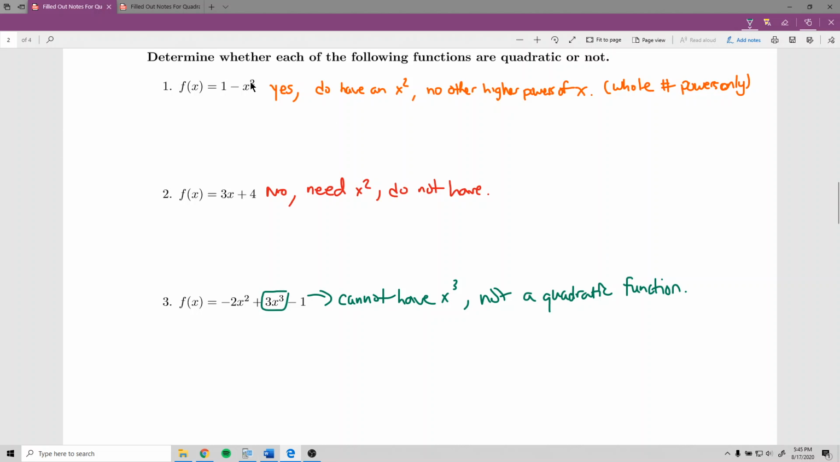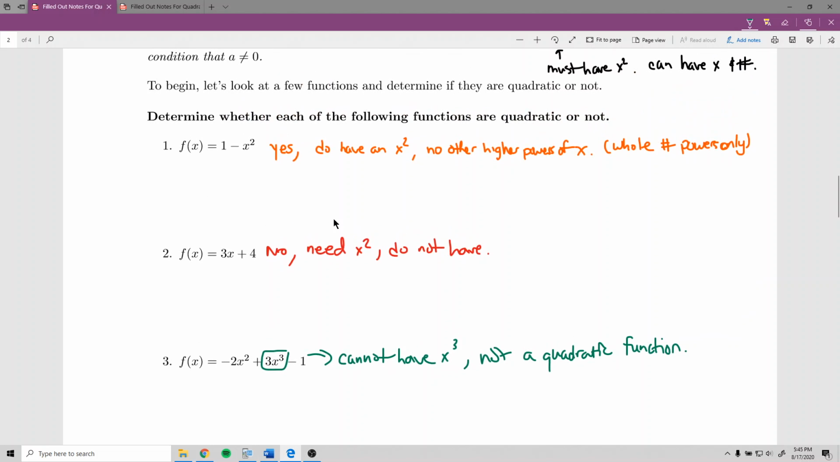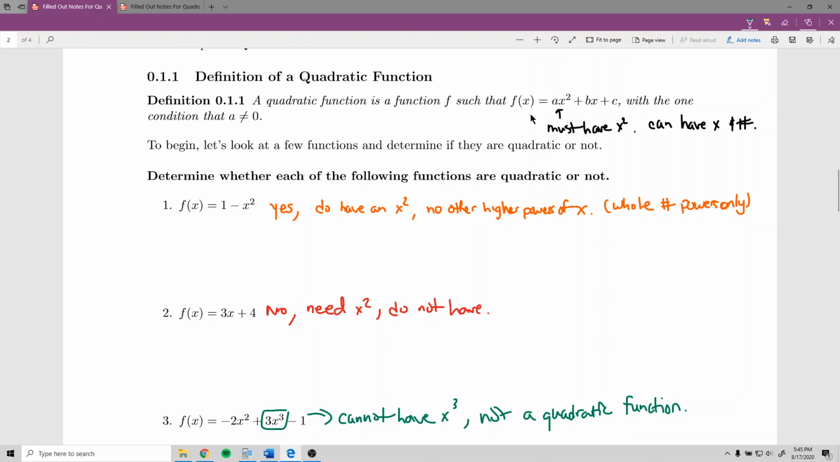Right. Now, the other thing I want to mention, the x squared, the highest power of x can be anywhere. If you like to put the highest power in front, you can just rearrange this to negative x squared plus 1. But they're the same thing. So don't look for x squared to be in front. The order that the powers of x are written in does not matter.